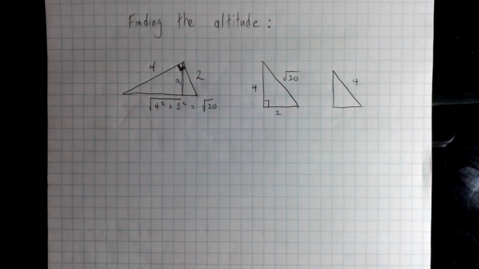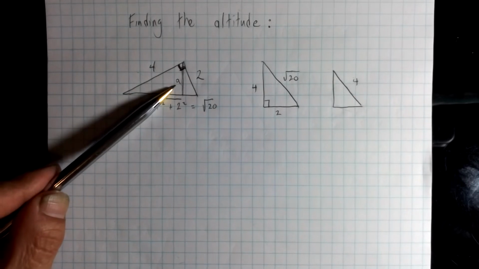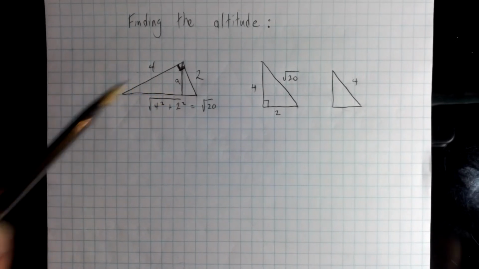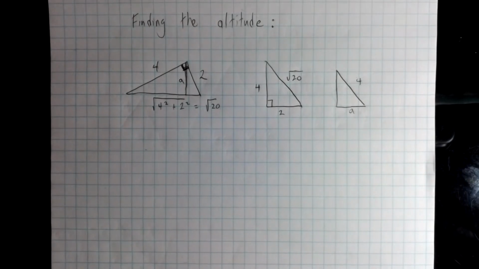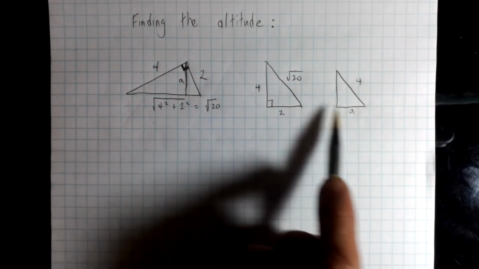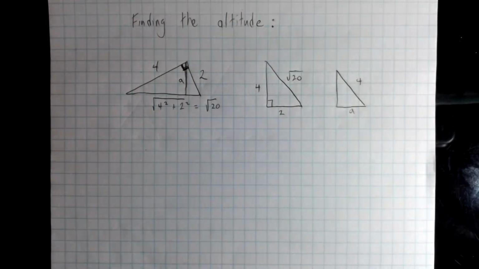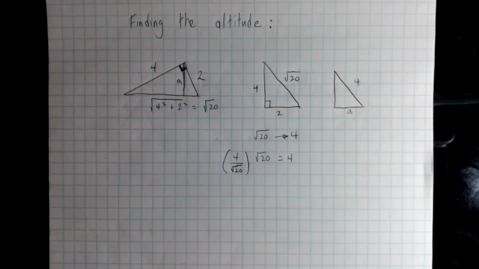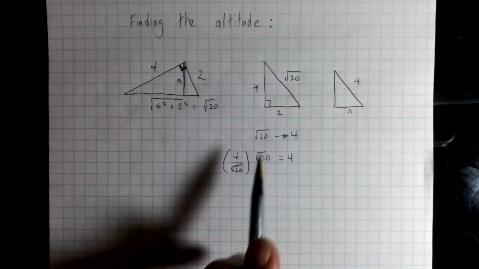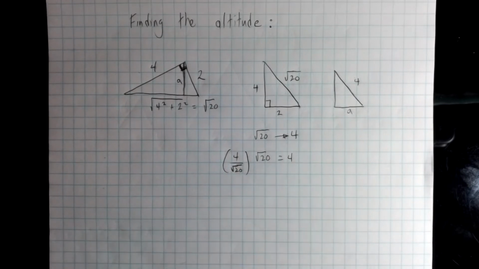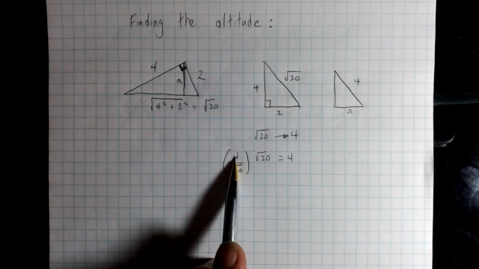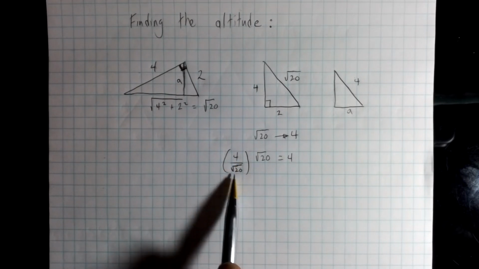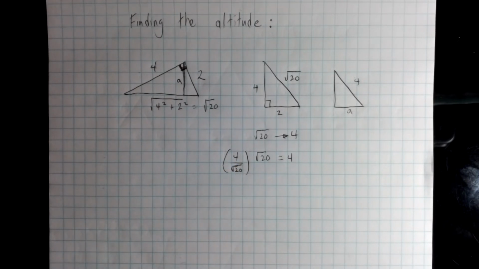a 4. Now again, in this problem, I'm looking for the altitude, so I'm going to label my altitude A. And so here is my A for altitude. Now here, I need to find my scaling factor. The square root of 20 becomes 4. And so by now you should know that if the square root of 20 is going to turn into 4, then that means that 4 is the number you need. Square root of 20 you need to go away. So this is your scaling factor.